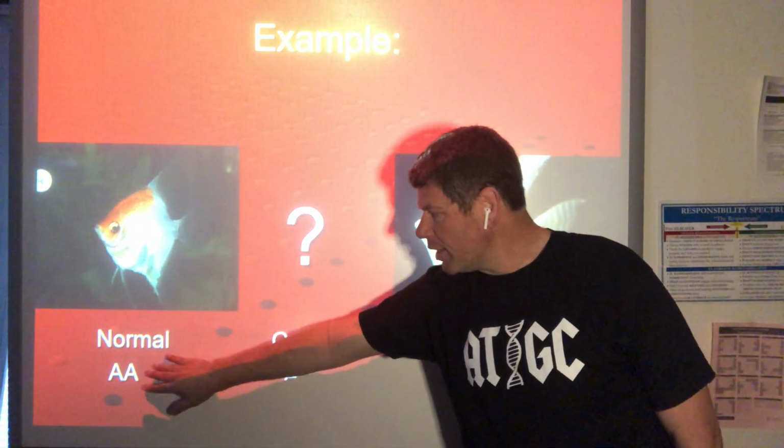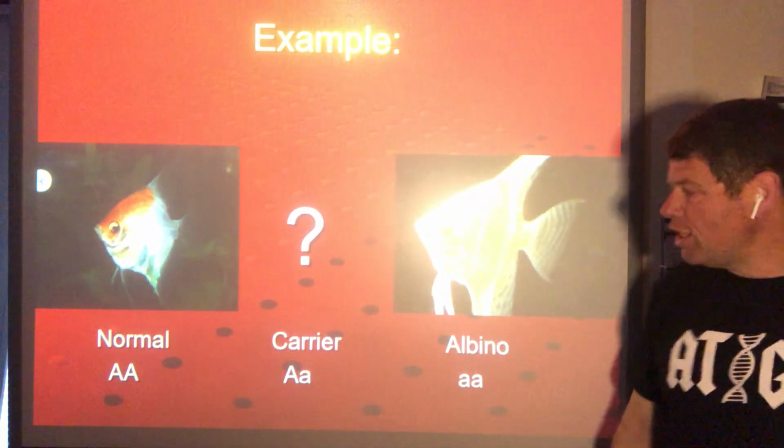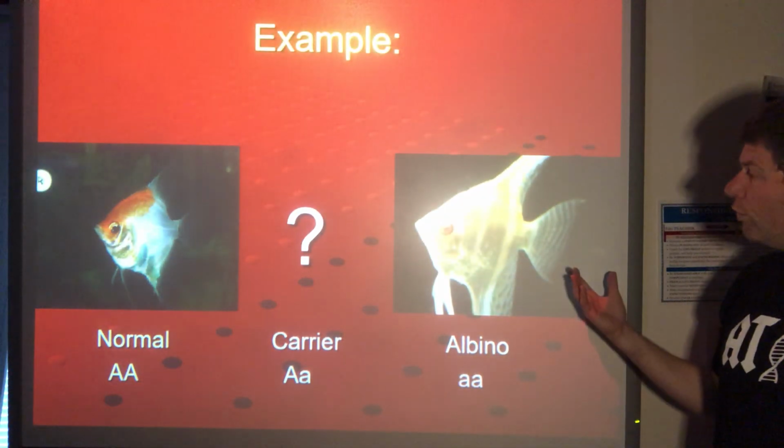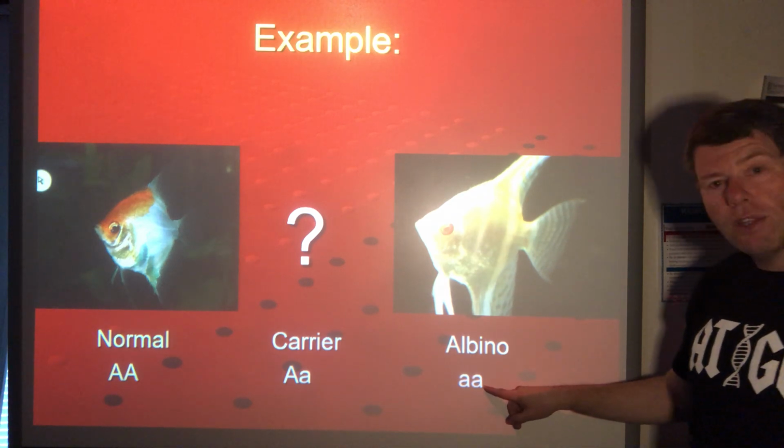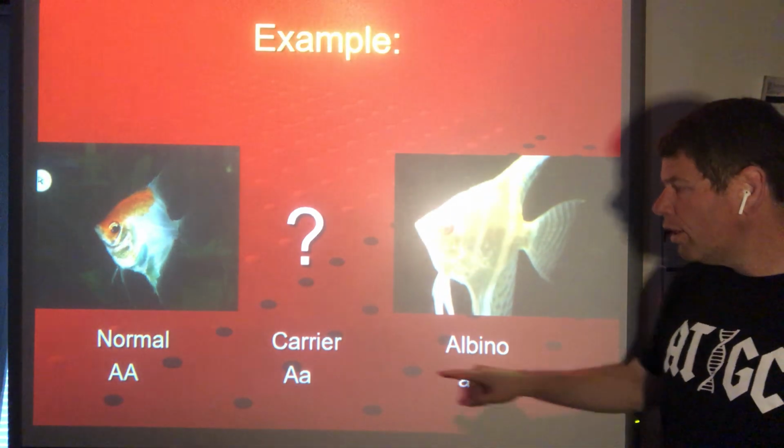Okay, so we see even in goldfish, a normal goldfish has pigment because it has at least one dominant gene to make pigment. An albino goldfish doesn't have the allele to make pigment, so it's homozygous recessive.